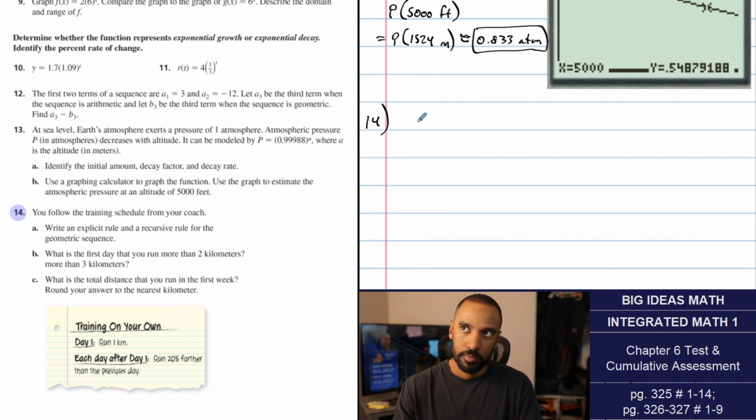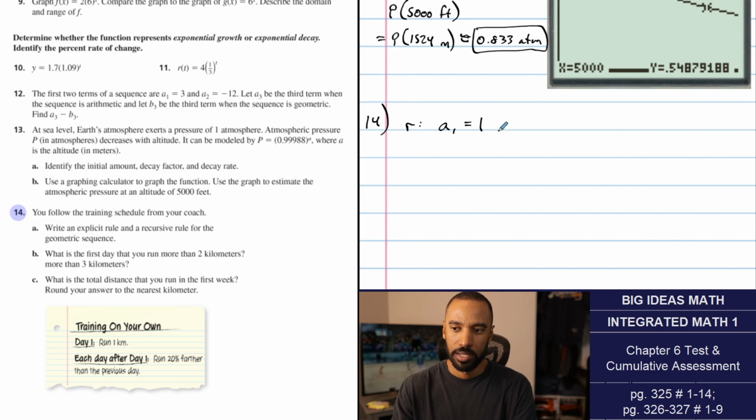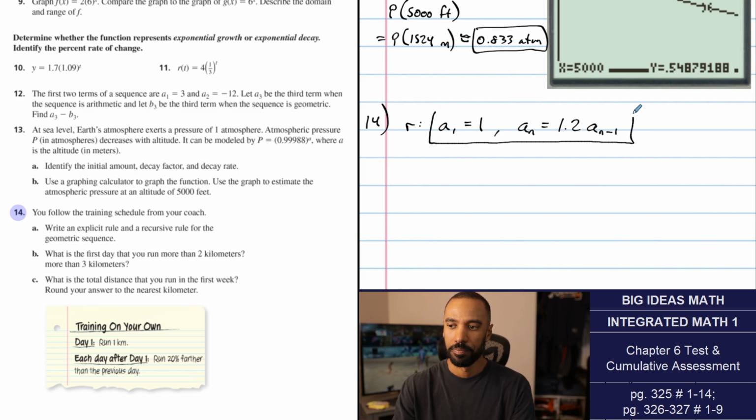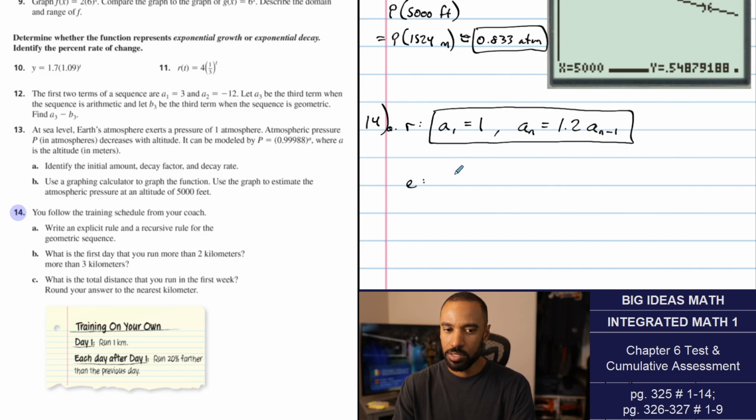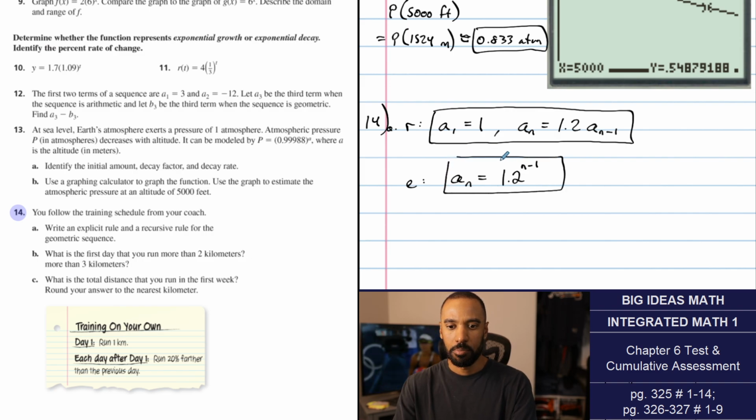So let's write the rules first before a sequence. Your recursive rule would be you start with 1 and then you increase another 20%. That's 1 plus 0.2, 1.2 times more than you did before. So there's the recursive rule. This is part A, by the way. The explicit rule is a sub n equals, you start with 1 and multiply by 1.2 to the n minus 1 power. So basically that, literally. Notice I didn't even put the 1 here. That's not a requirement. It doesn't change how your answer is going to look. So I'm just going to write it like that. It'd be the best appearance to me.